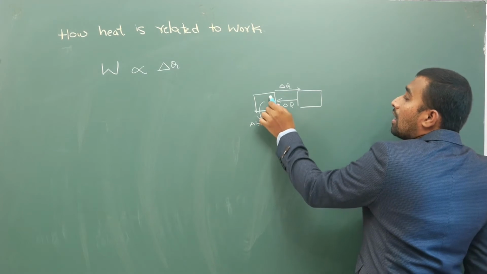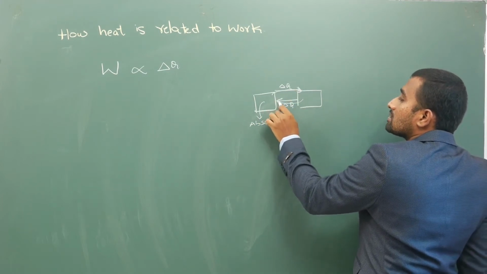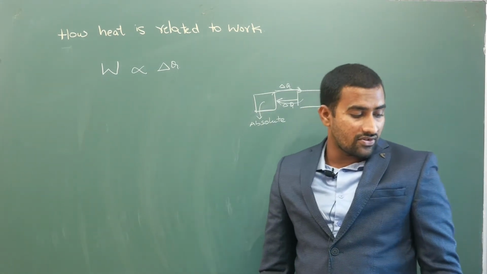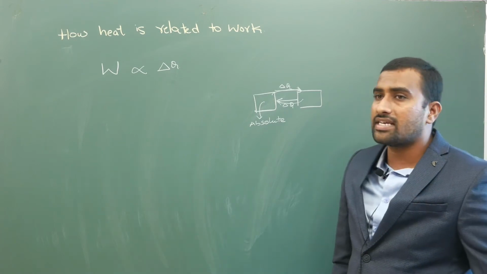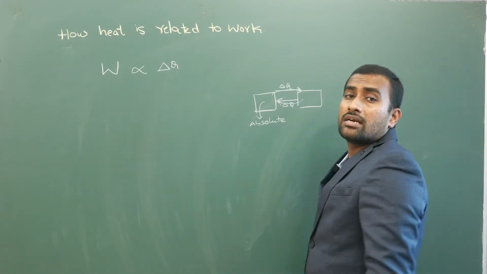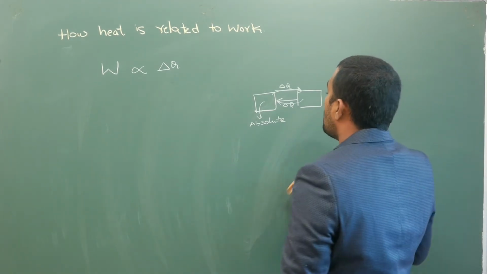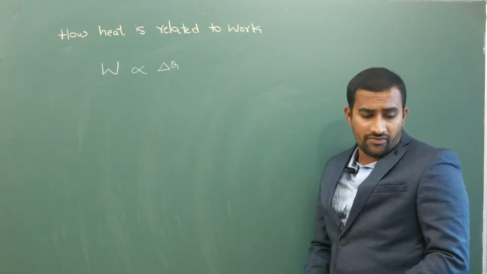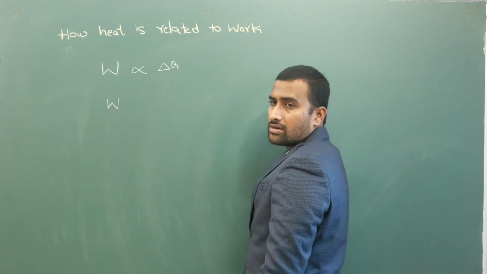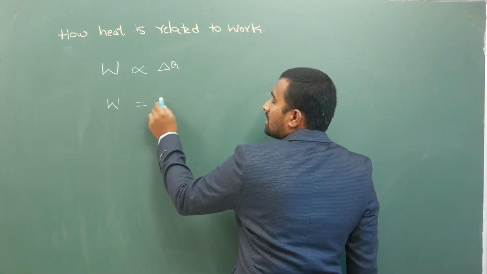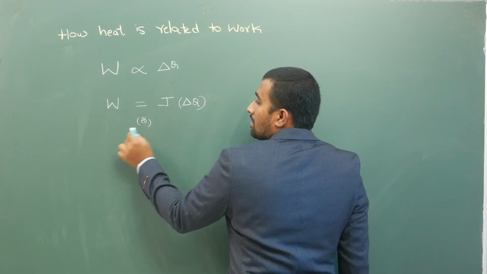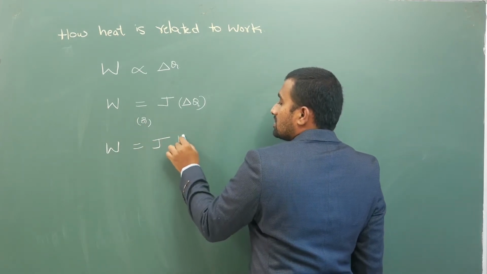You can only say how much heat is transferring from this body to that body. So you can only calculate the difference. You cannot calculate absolute heat energy. Your work is directly proportional to heat energy. If you remove the proportionality constant, your work is equal to J times delta Q, or people will write it as work done W is equal to J times H.